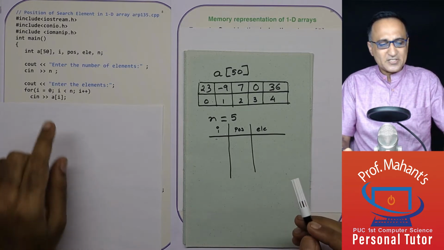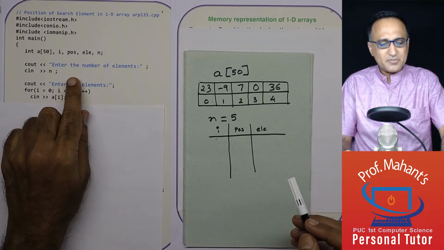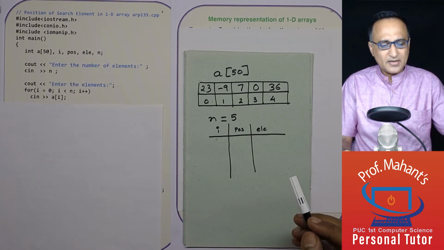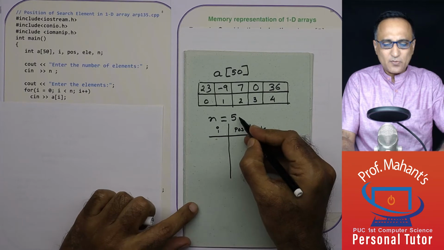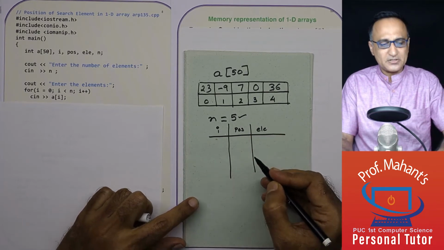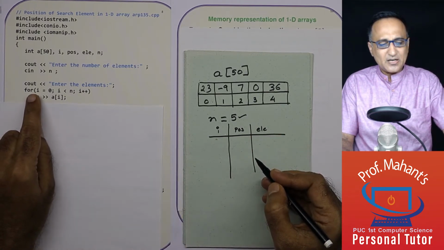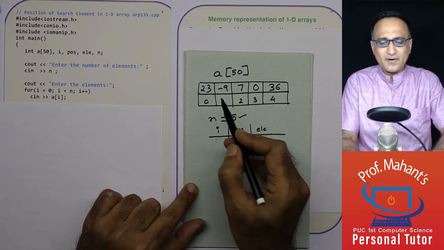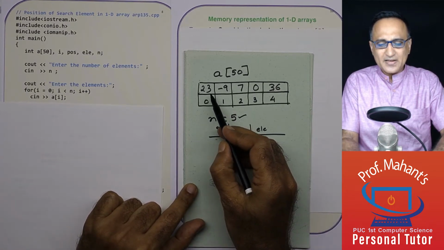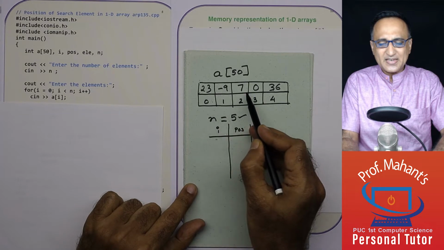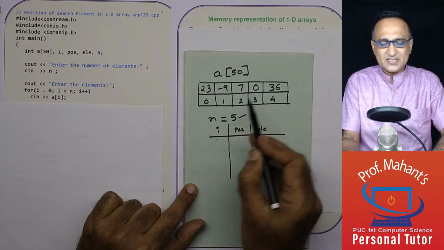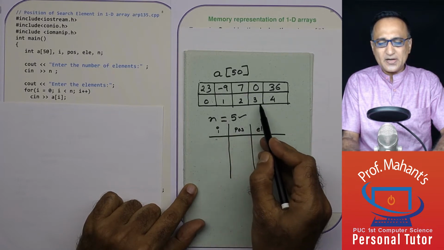So let's say first I ask the user how many numbers he or she wants to enter. Let us say the user says they want to enter 5 numbers. Then using this loop, I am going to read 5 numbers. Let us assume the 5 numbers are 23, -9, 7, 0 and 36 stored at these particular locations in the array.